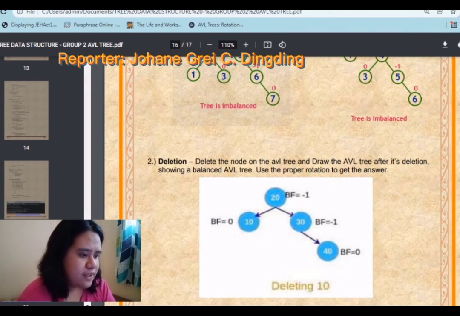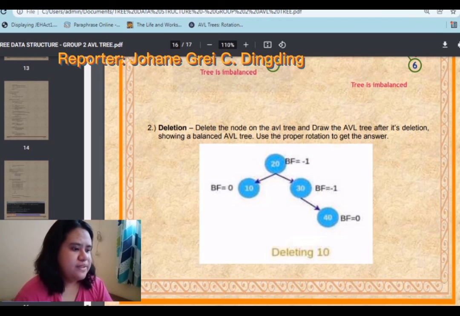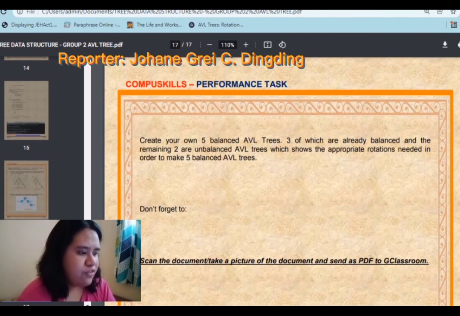Next is the deletion part. Delete the node on the AVL tree and draw the AVL tree after its deletion, showing a balanced AVL tree. If it is not a balanced tree, use the proper rotation to get the answer. For CompuSkills performance tasks, create your own 5 balanced AVL trees, 3 of which are already balanced and the remaining 2 are unbalanced AVL trees, which show the appropriate rotations needed in order to make 5 balanced trees. Don't forget to scan the document, take a picture of the document, and send it as PDF to Google Classroom.